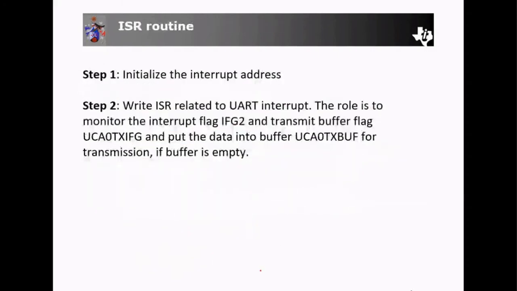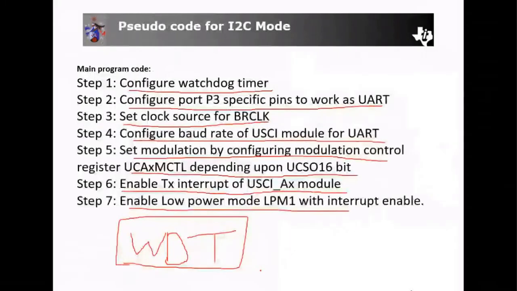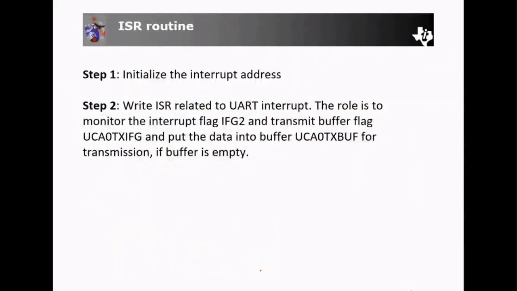So there is one example for how you can write the programs, and another is for the service routine. If you want to use UART mode, SPI mode, or I2C mode, then you have to use the ISR routine. So how can you write the ISR routine? This is also important. In the case of the ISR routine, initialize the interrupt vector address. First, write the ISR related to the UART interrupts. The role is to monitor the interrupt flag IFG2 and the transmit buffer flag UCA0TXIFG.